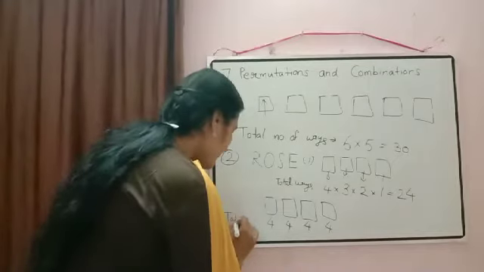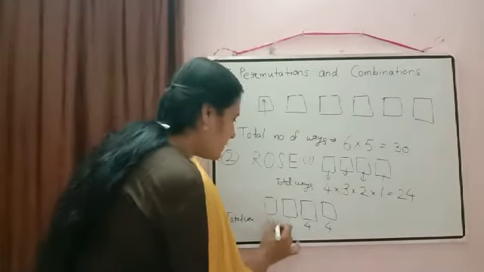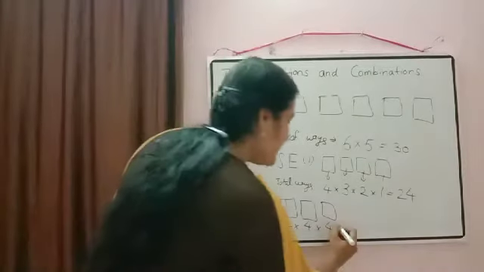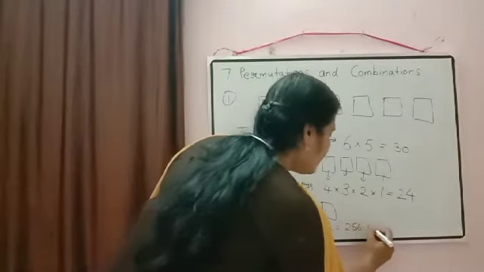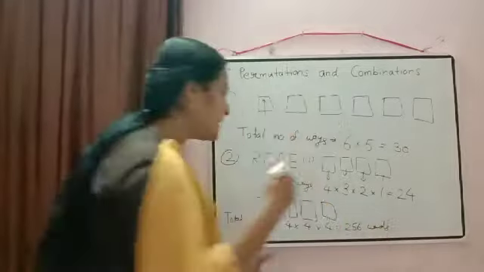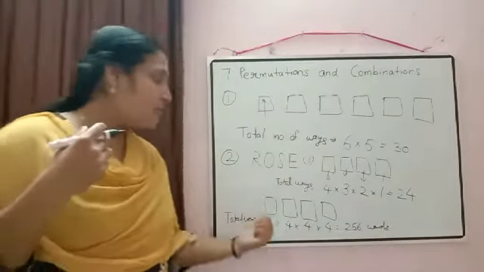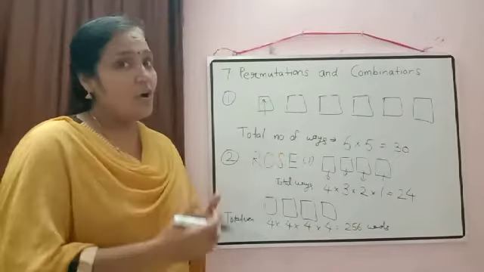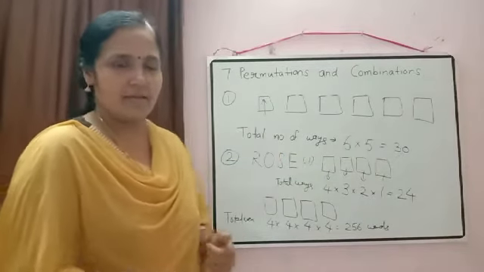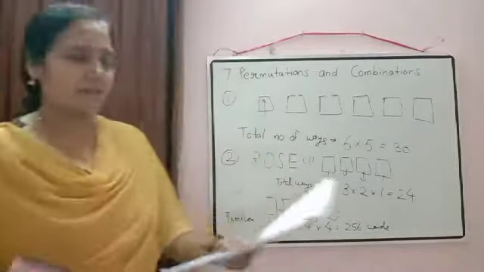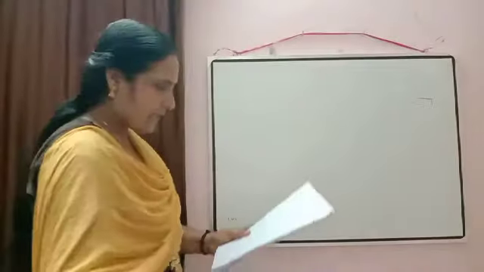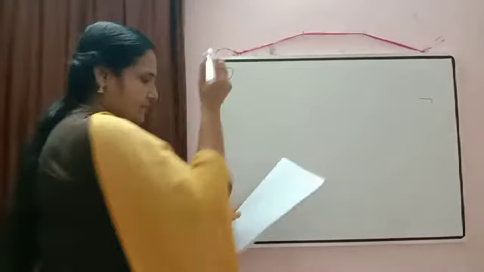So in this case total words will be equal to 4 into 4 into 4 into 4, which will be equal to 256 words. If repetition is allowed, then 256 words are possible with the letters of the word rose. Clear? Okay. Now we'll do more questions, then your concept will be more clear. Now check the next question. In the next question, what is written?